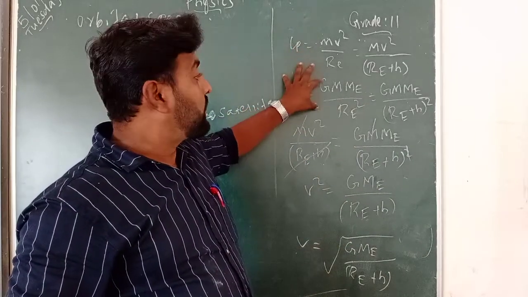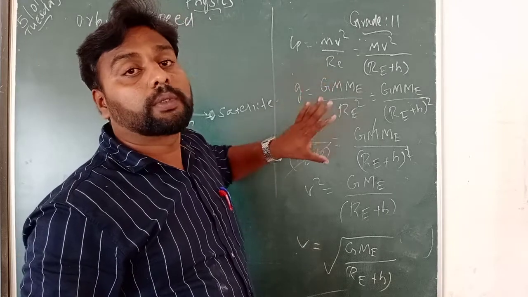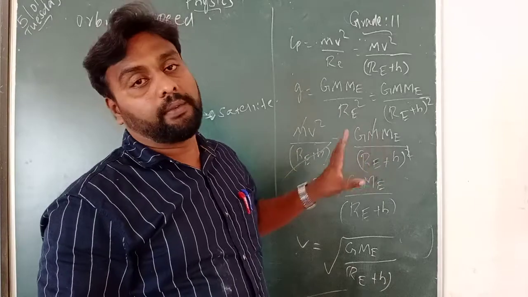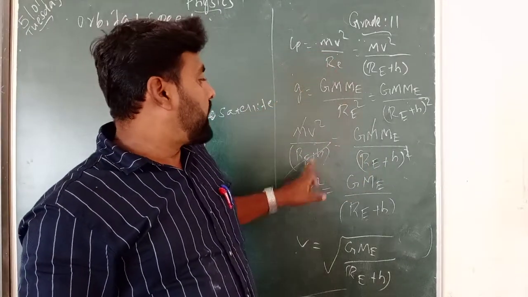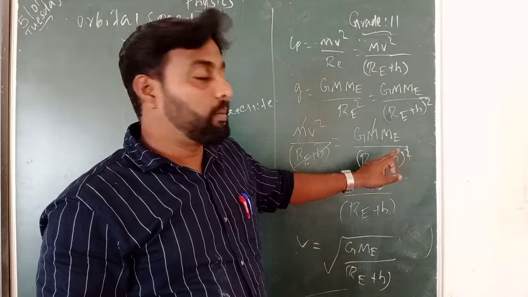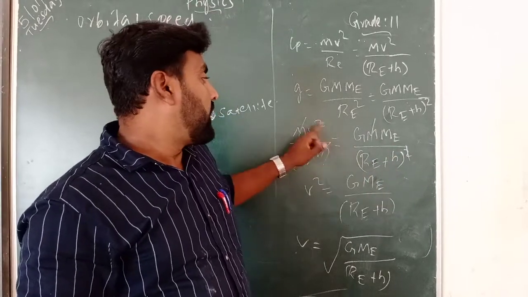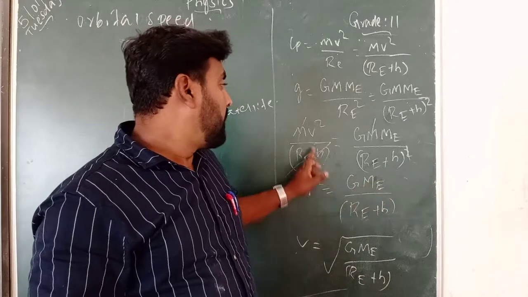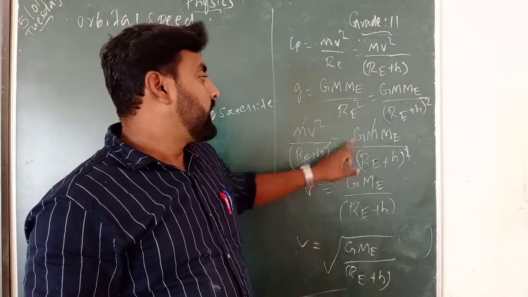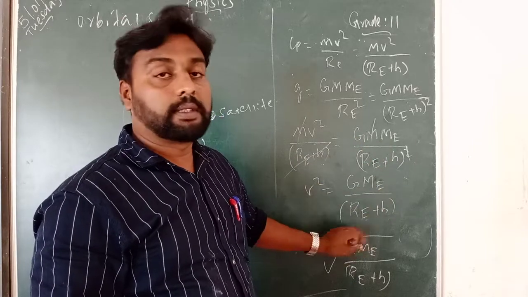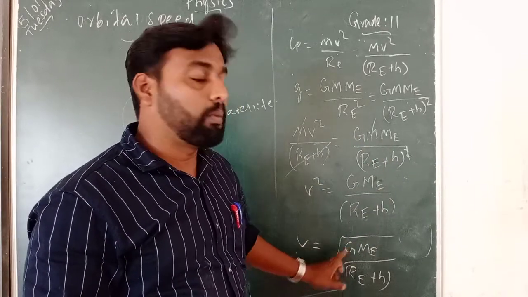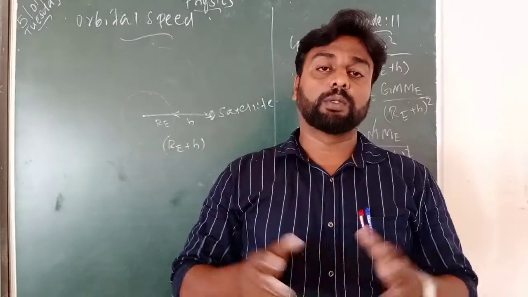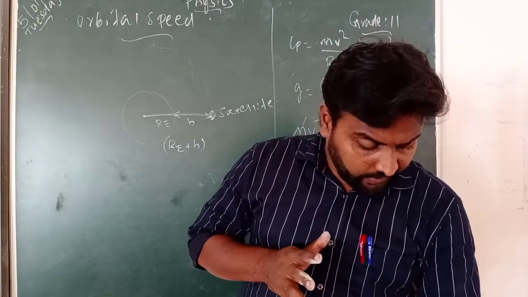The centripetal force is provided by the gravitational force, so both forces are equal. That's why m v square by r is equal to the gravitational force we are taking. So m v square by Re plus h is equal to G m M e by Re plus h the whole square. Now m and m cancel, one Re plus h cancels, remaining v square. Then here G m e by Re plus h is remaining. So v is equal to what will come? Root of G m e by Re plus h. So this is the orbital speed.